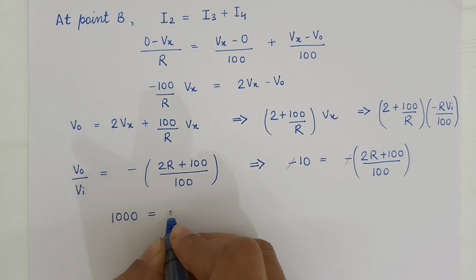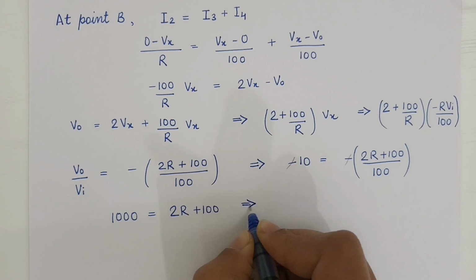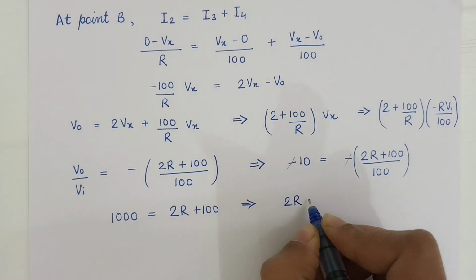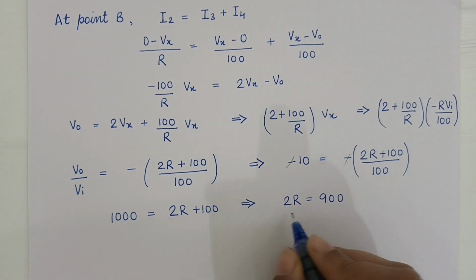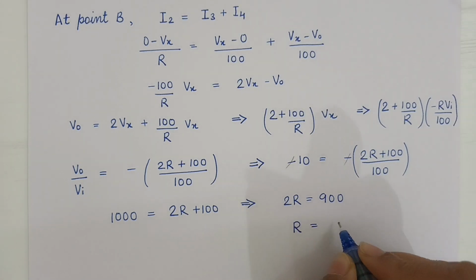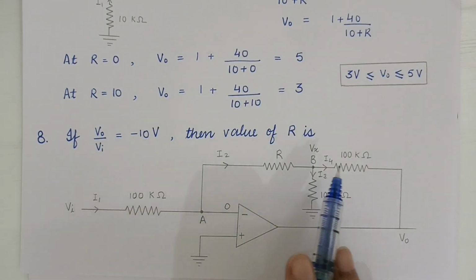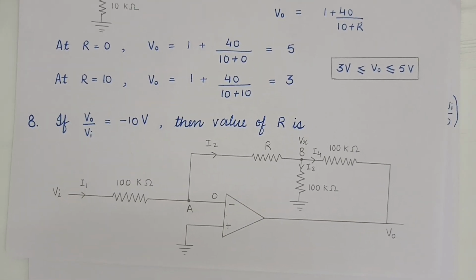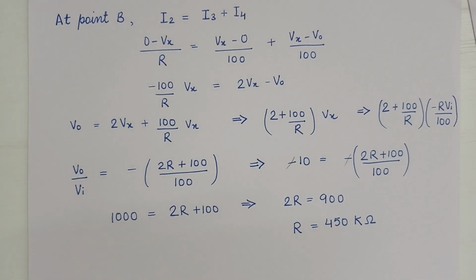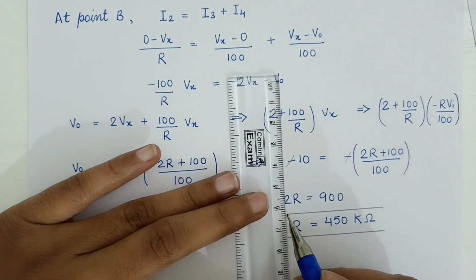1000 is equal to 2R plus 100. That gives us twice of R is equal to 900. And from here, R is equal to 450 kilo ohm. This is because each and every unit is given in kilo ohm, so our resistance will also be written in unit of kilo ohm. So this is our final answer. We found the value of R.